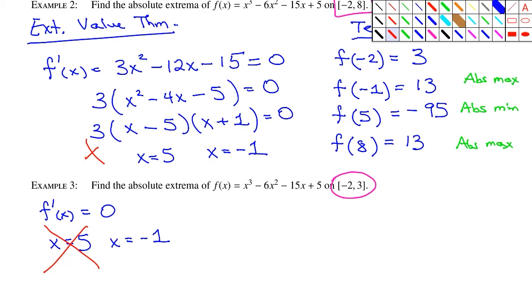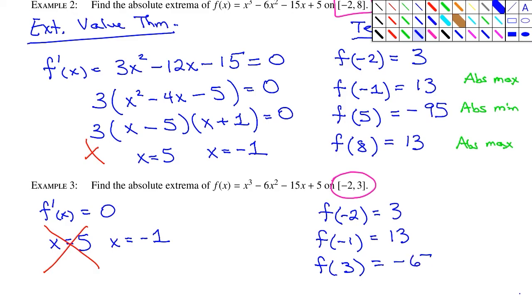So we can only test the 3 numbers that we have here. We still have negative 2 as an endpoint. We still have negative 1 as a critical value inside this domain. But now we have to cut it short, and the right endpoint is 3. f of 3 is negative 67. And so we have an absolute maximum of 13 and an absolute minimum of negative 67.